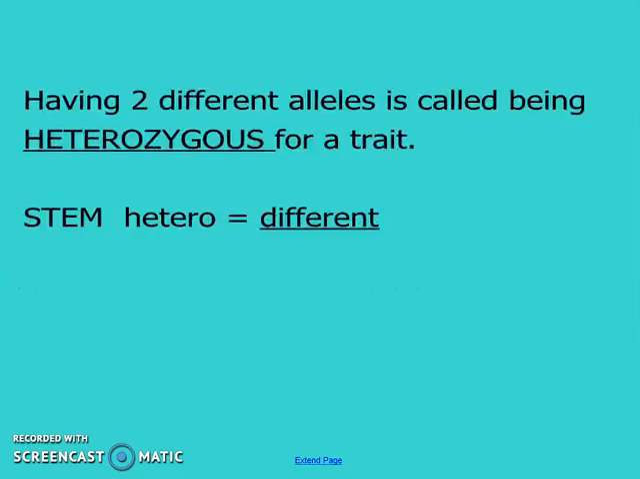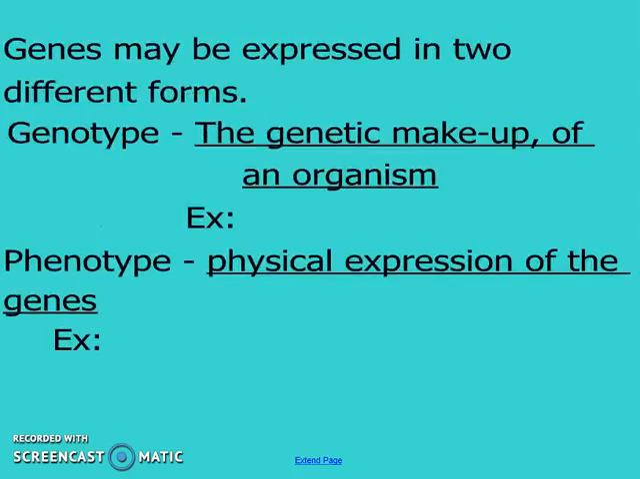Now, if you are capital T, lowercase t for a trait, that means you have 2 different alleles, 1 dominant, 1 recessive. So that's known as heterozygous. So hetero equals different, and heterozygous you would have a dominant and recessive allele. Those are 2 different things. Genes can also be expressed in 2 different forms. So when we look at those letters, we call them either the genotype, which is the genetic makeup of an organism. So for example, that would be your capital T. The phenotype is the physical expression of the genes. This is the part that you see. So if you were a big T, the phenotype that you would see would be a tall plant.